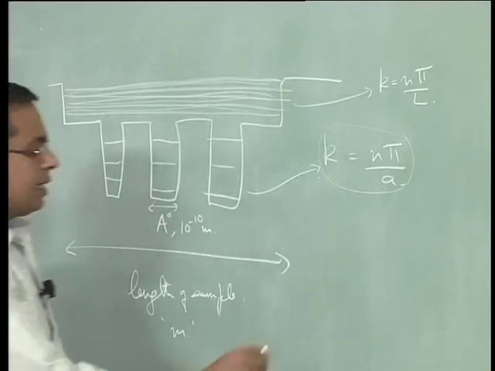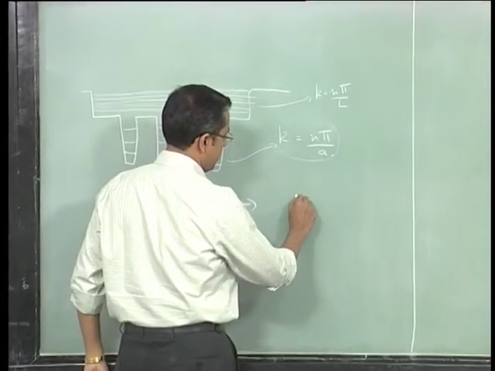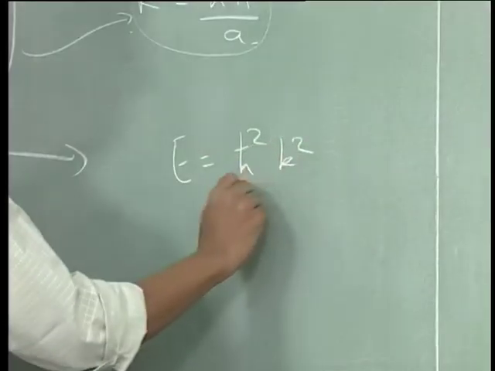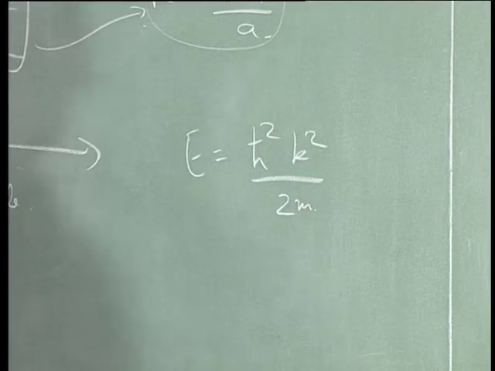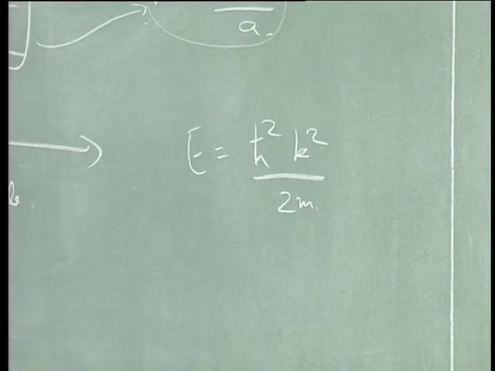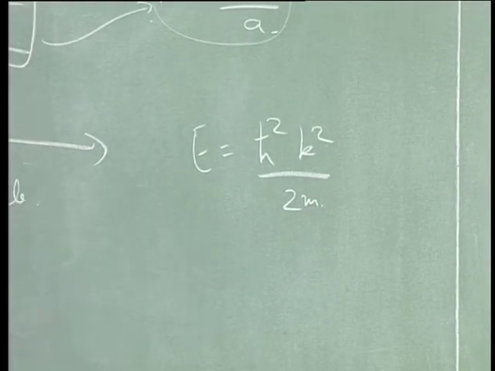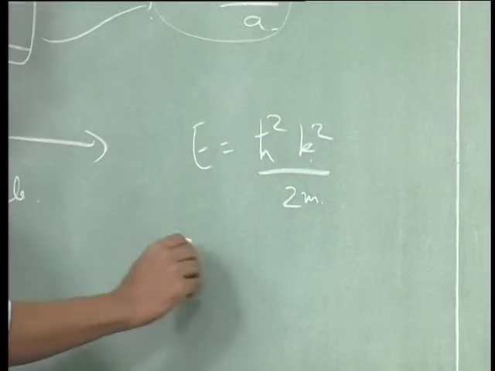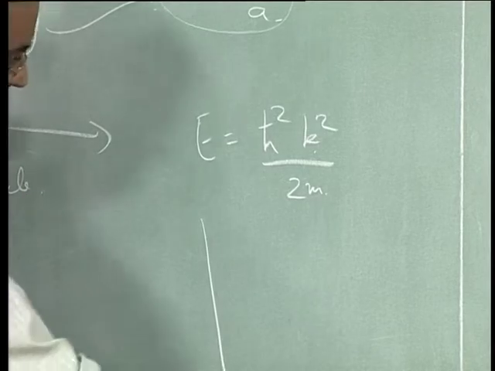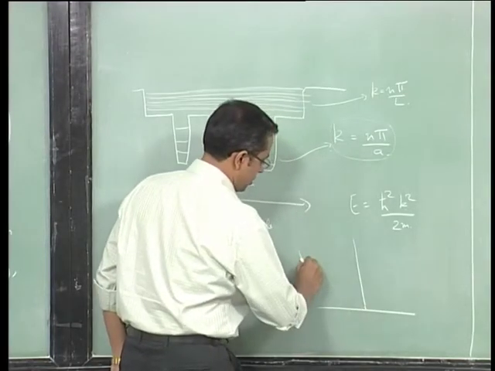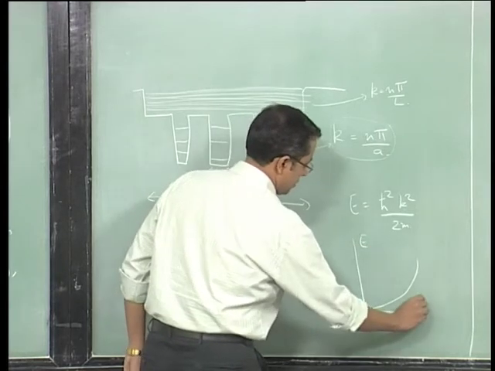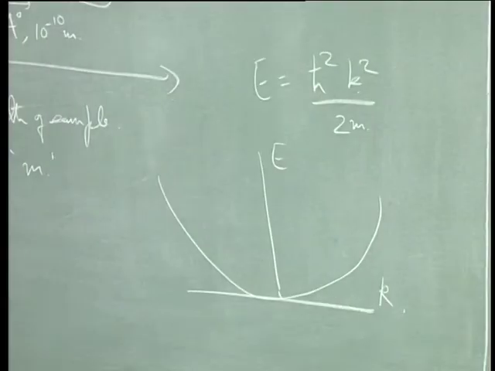Now we also said that energy is h bar square k square by 2m, and I said that for a free electron all possible values of k are allowed, therefore you get a parabola. So E versus k becomes a parabola for a truly free electron.